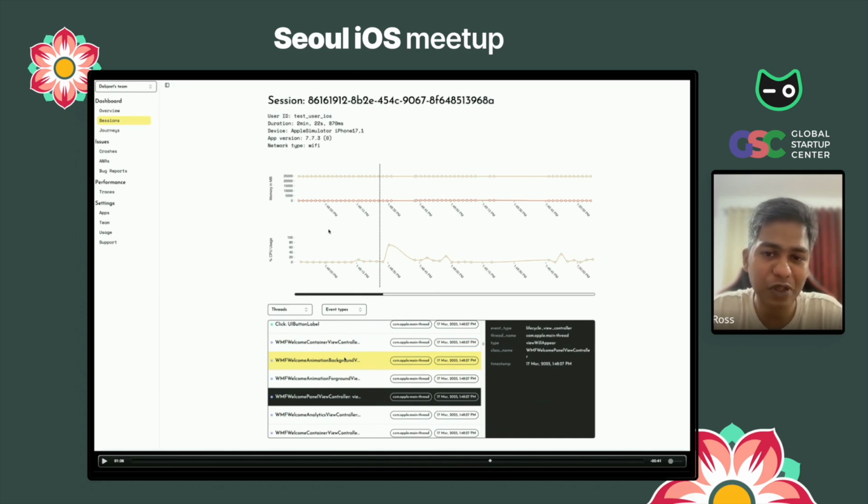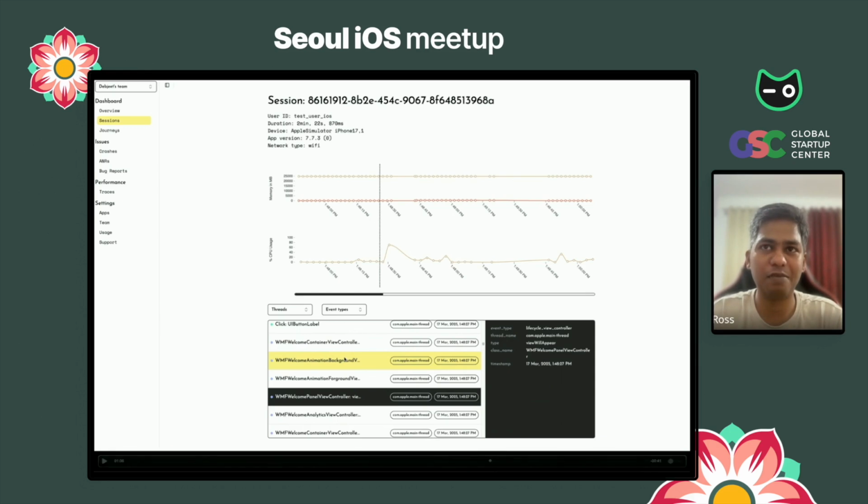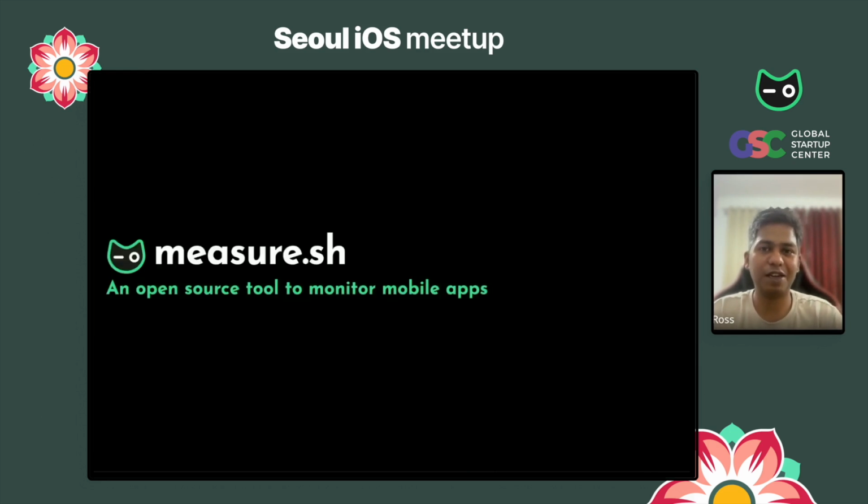But again, because you have such a consolidated view and the data is presented to you in such a beautiful manner, you can debug this pretty easily and figure out what the root cause of a problem might be. So this is what we've been working on at Measure for the past year or so.